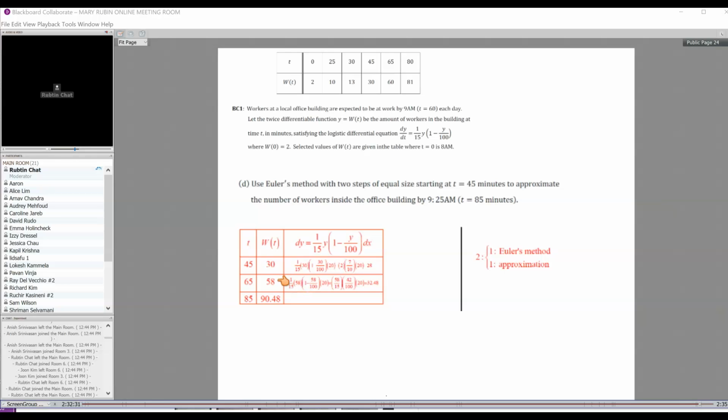plus 28 gives you 58. Repeat the process, you get 32.48. Add that to 58, and you get 90.48. So 2 points. Did you do Euler's method, and then what's your approximation? My guess is if you did Euler's method, but you did some weirdo thing, so the approximation wasn't right, you would still get 1 out of 2.